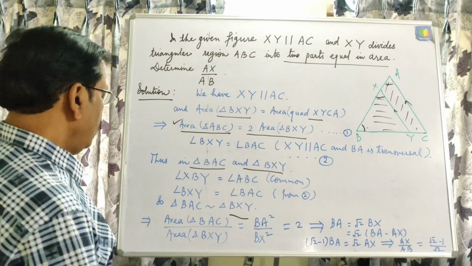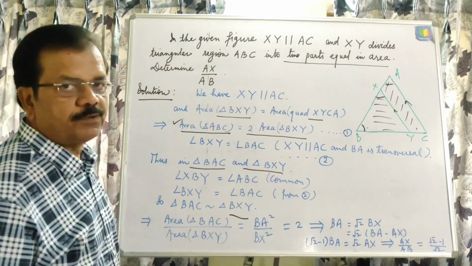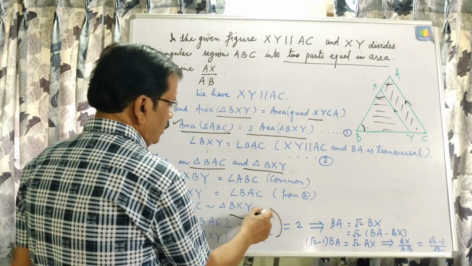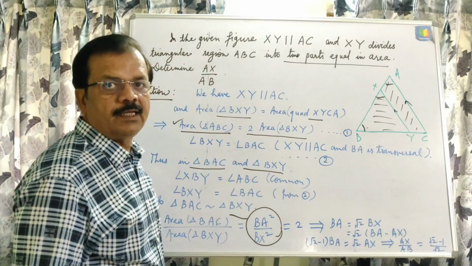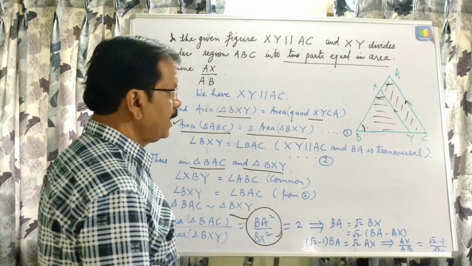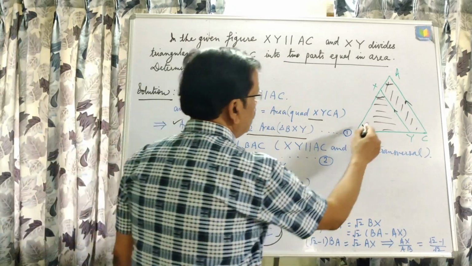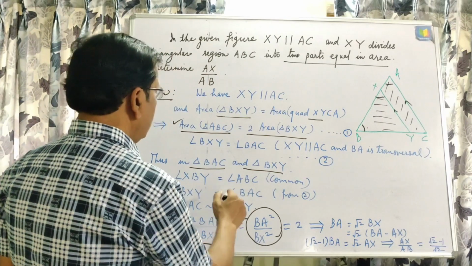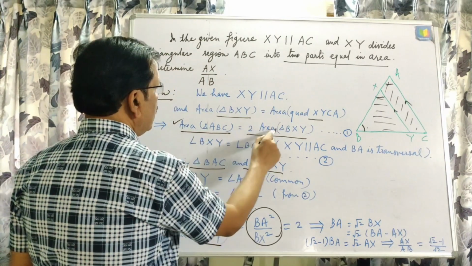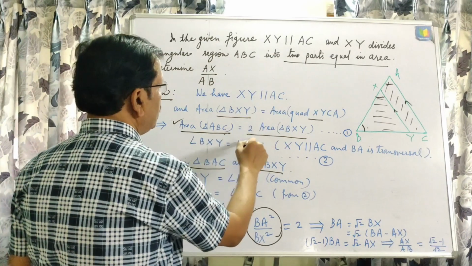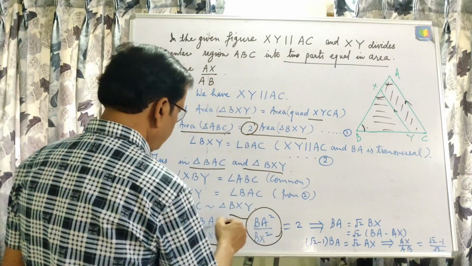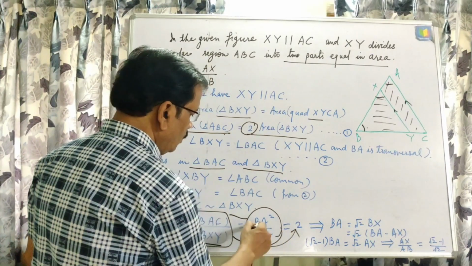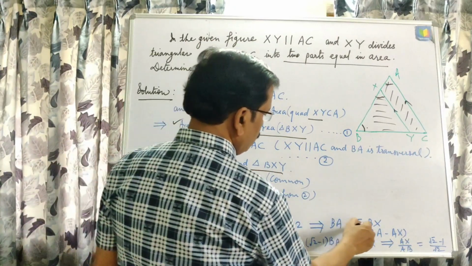After proving this, we can write here, we know that if two triangles are similar, then ratio of their areas will be equal to ratio of the squares of corresponding sides, means BA square upon BX square. But the areas of BAC and BXY are in the relation BAC upon BXY is equal to 2. So in place of this, we can write here 2, and so BA is equal to root 2 into BX.